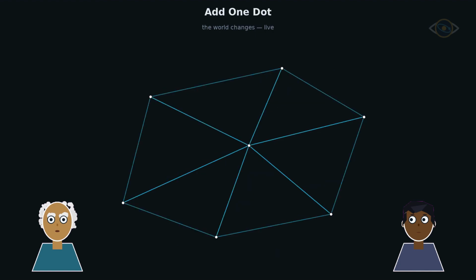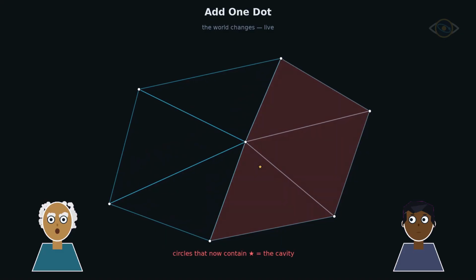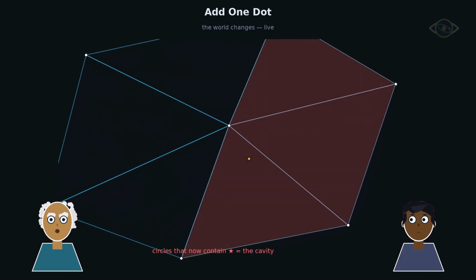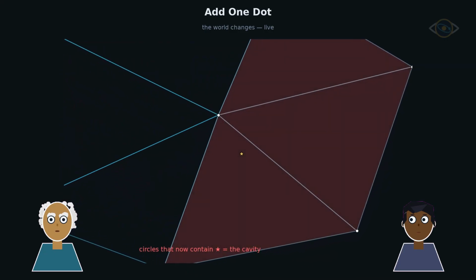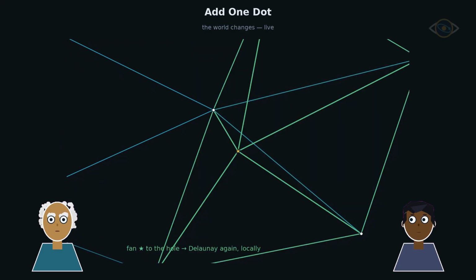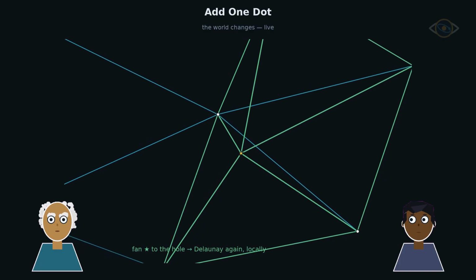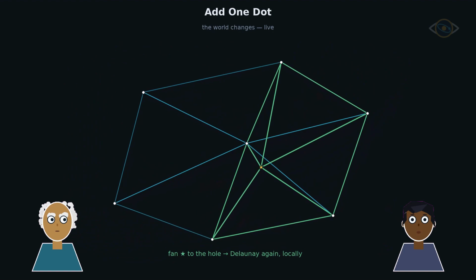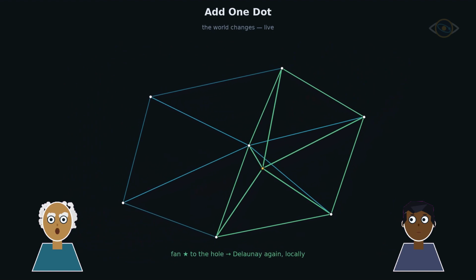Now a player walks closer. Right here, we don't rebuild everything. Watch. Ask which existing circles this new dot falls inside. Only these few go bad, and they sit together in one little patch, the cavity. Delete just that patch. It leaves a clean hole. Now, fan the new dot out to the edges of the hole. Done. Delaunay again, and we only touched the neighborhood. So the terrain rebuilds itself around me as I move, without ever freezing up. That locality is exactly why open worlds feel seamless.